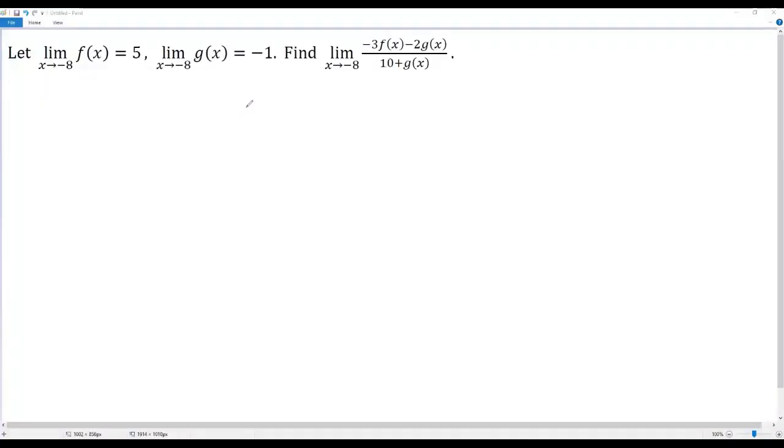Here we have a pre-calculus problem on limits. Okay, let's go over the information. The limit as x approaches negative 8 of f of x equals 5. The limit as x approaches negative 8 of g of x equals negative 1.